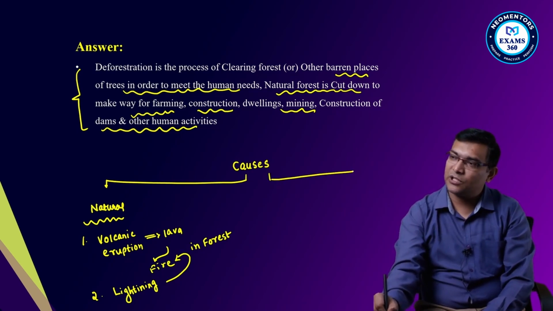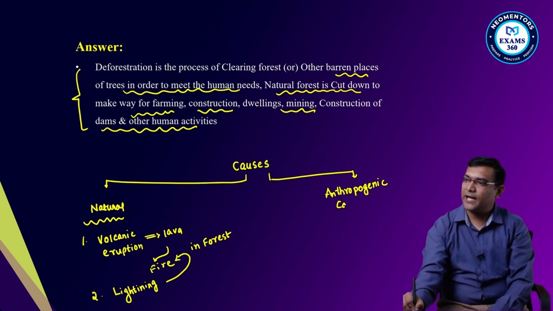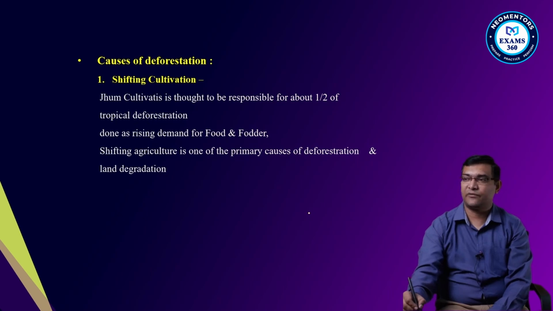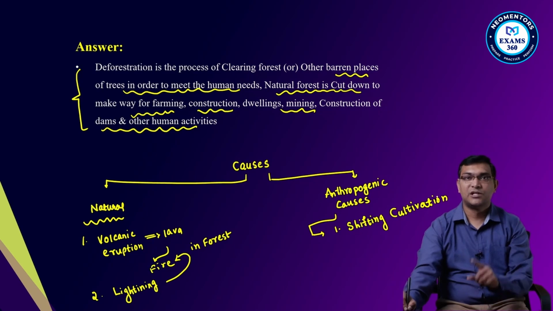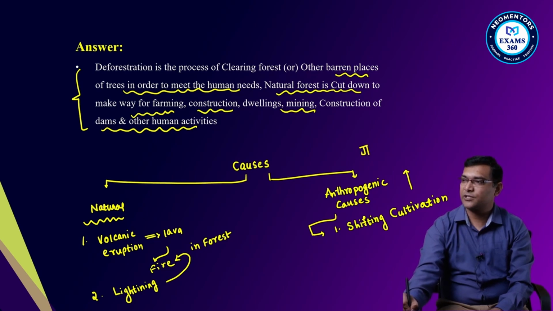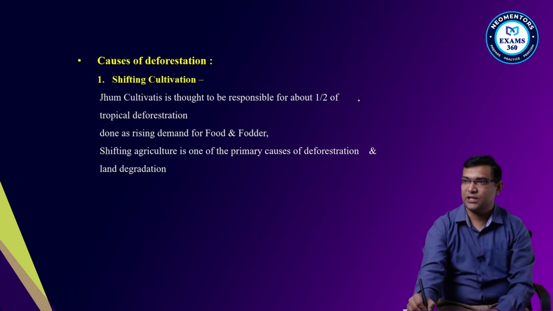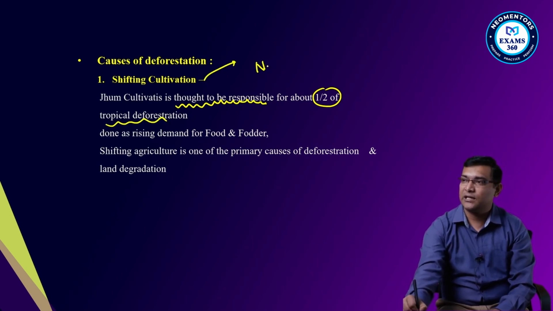Then the anthropogenic causes are so many. What are the anthropogenic causes? The first one is simple. What is that? Shifting cultivation. First one, shifting cultivation, number one. Then how is this shifting cultivation? It is also called jhum cultivation. Jhum cultivation, you can see, is thought to be responsible for half of the tropical deforestation which is done. Mainly this is practiced in the northeastern states.